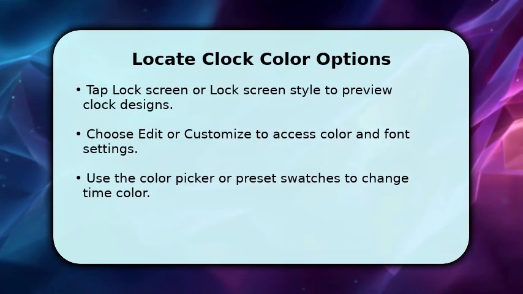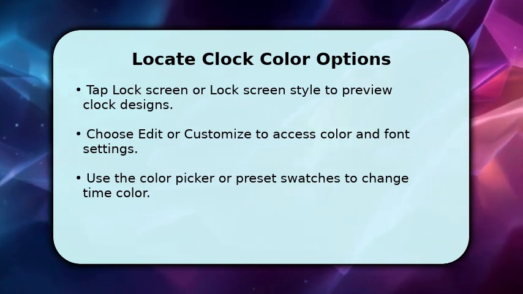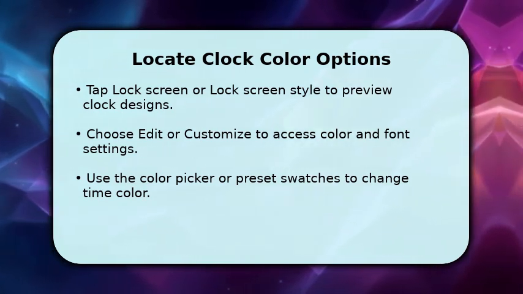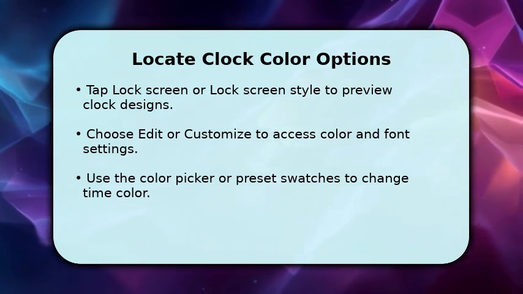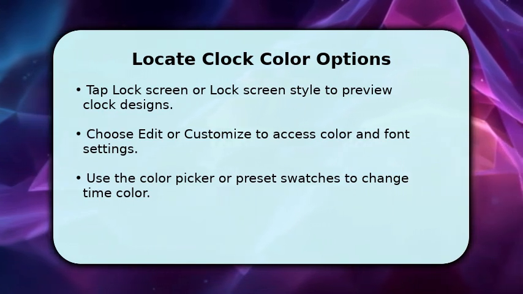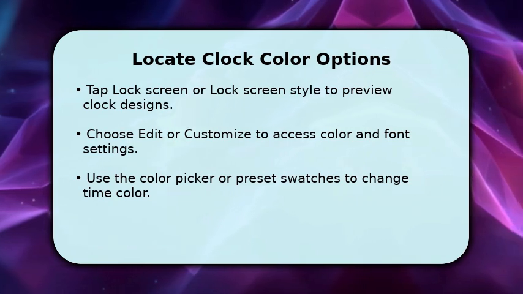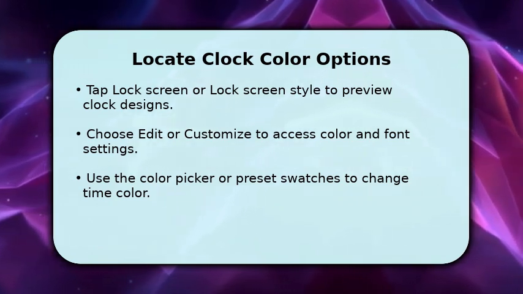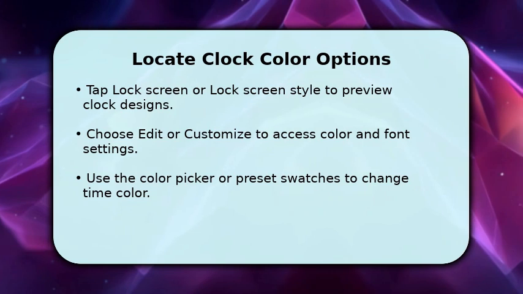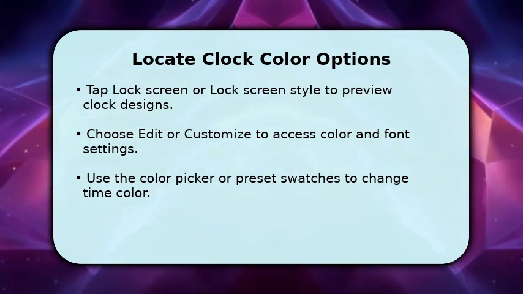You'll now locate the clock color controls. Tap Lock Screen or Lock Screen Style and then choose Edit or Customize. Next, select the clock element so you can change font, size, and importantly color. The color picker and preset swatches appear. Make small adjustments and watch the live preview. This helps you pick high contrast colors for readability. If there's a transparency or shadow toggle, turn it on or off to make the time pop against your wallpaper.